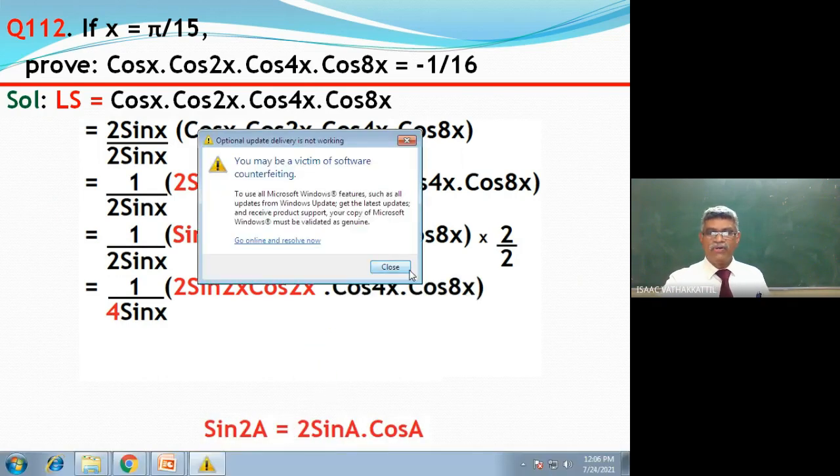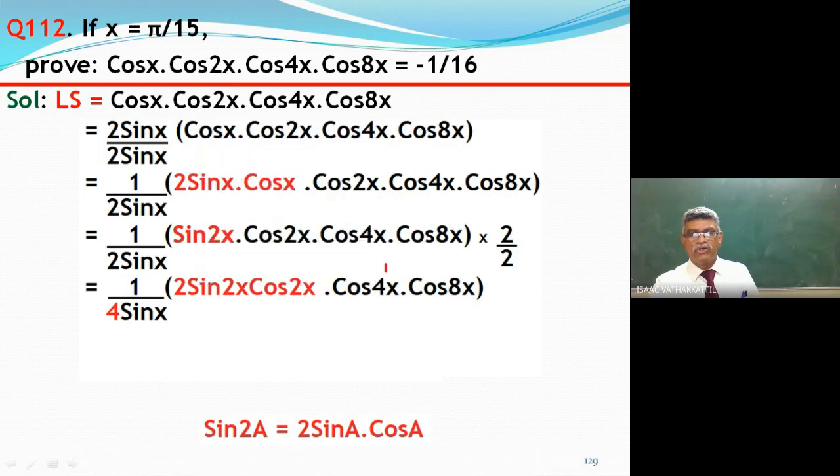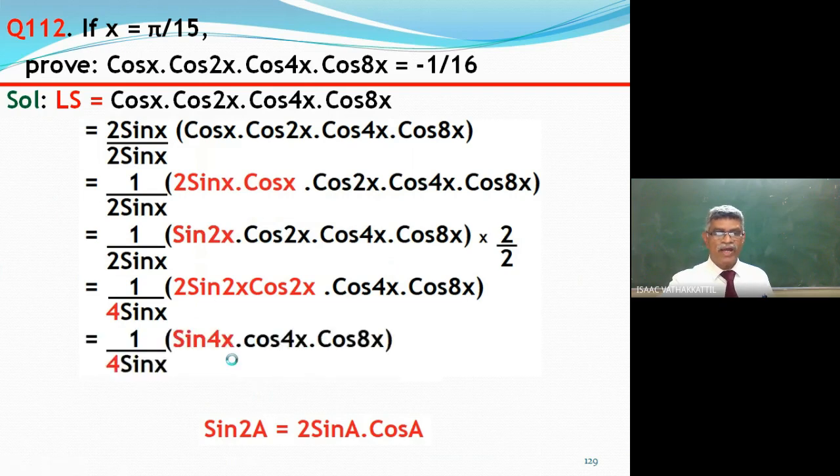Again I have sin 2A is 2 sin A cos A. I have 2 sin 2x cos 2x. What did I do? I multiply and divide with 2 again. Right? I have 1 upon 4 sin 4x into cos 4x, because this 2 sin 2x cos 2x I have written as sin 4x. Now I have sin 4x into cos 4x.